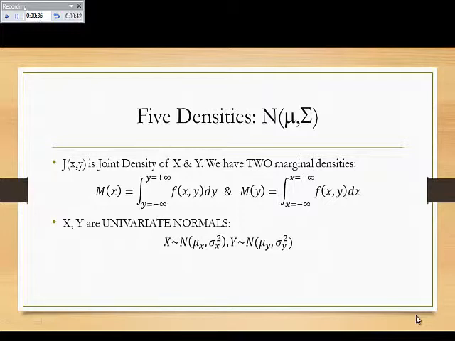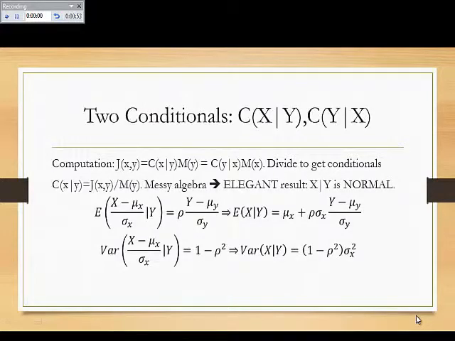So that's one thing, that you integrate and you get the marginals. Now the more important and more interesting thing is the conditional densities. So there are two conditionals. There is the conditional density of x given y. This is what is the density of x given that you know the value of y.